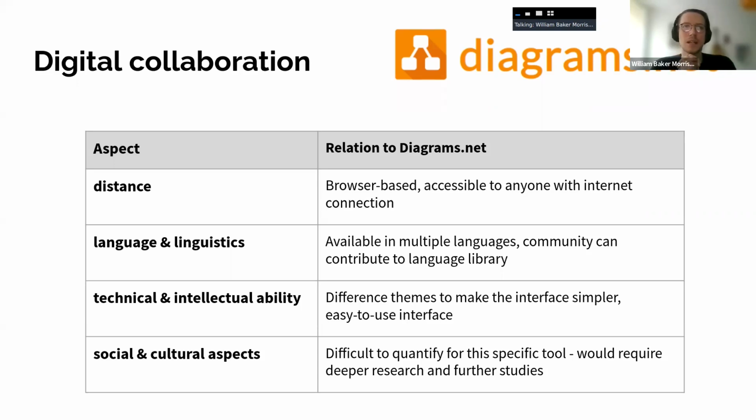The final aspect, social and cultural aspects, is a little bit more subjective and difficult to quantify. There's not a huge amount of research in terms of social and cultural aspects of digital collaboration, but that's something that could be explored in more detail.